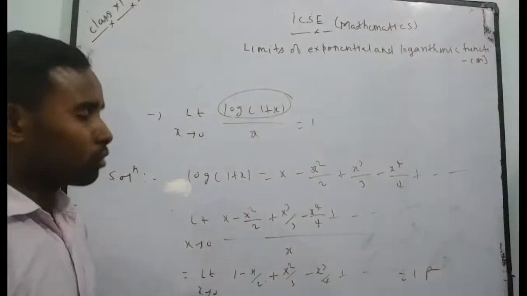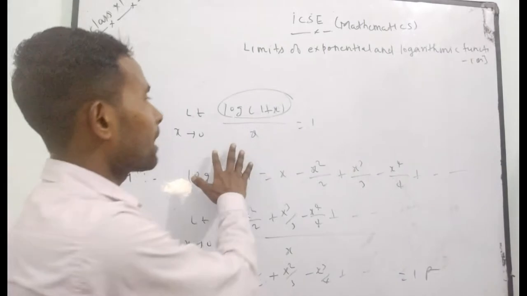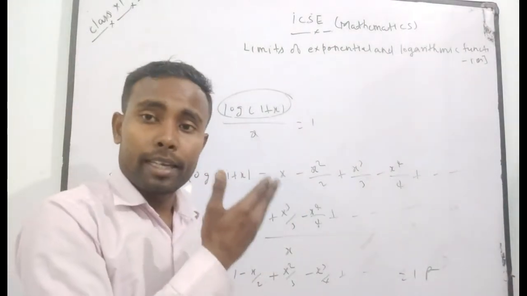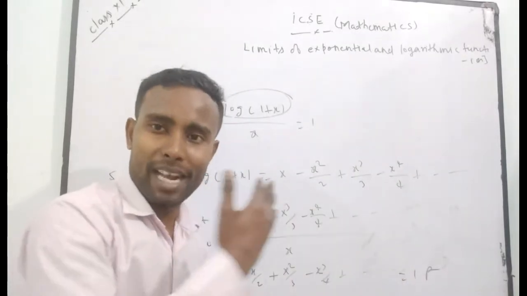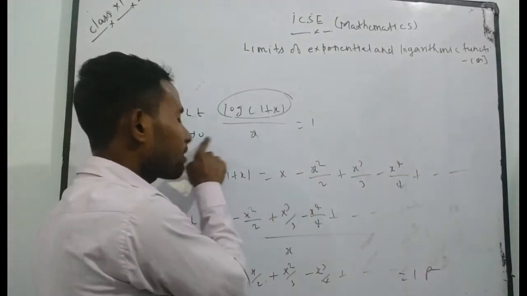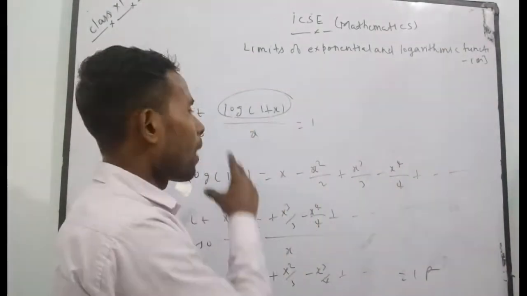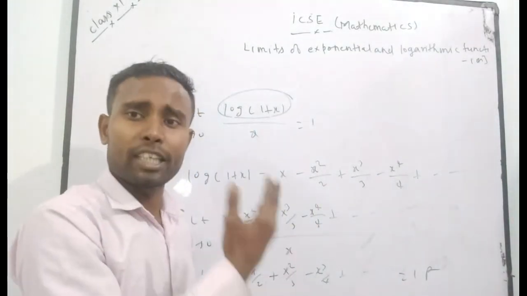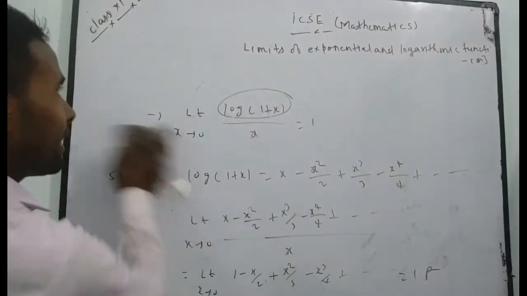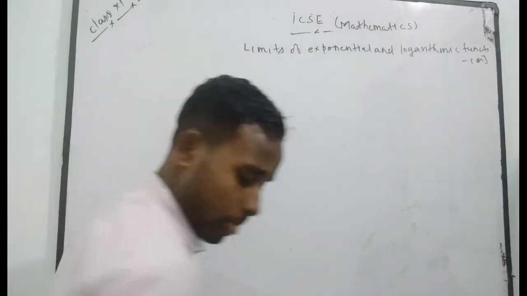So I want to tell you there are mainly 3 formulas which are very important for you in this chapter. First, when x approaches 0, (a to the power x minus 1) divided by x approaches log a. Second, when x approaches 0, log(1 plus x) divided by x approaches 1. Third, when x approaches 0, (e to the power x minus 1) divided by x approaches 1. Now, we will discuss problems based on these formulas.